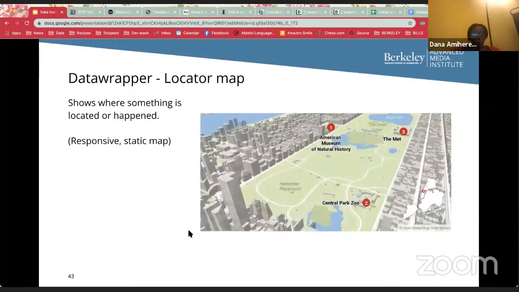And then the last type of map is a locator map. So basically, it's just showing you a location. But I like this because sometimes you just need something that's really quick, simple. This is really great for that. You just need to show where something is. It's responsive, so it'll look good on a phone, but it's static. It's not interactive at all.